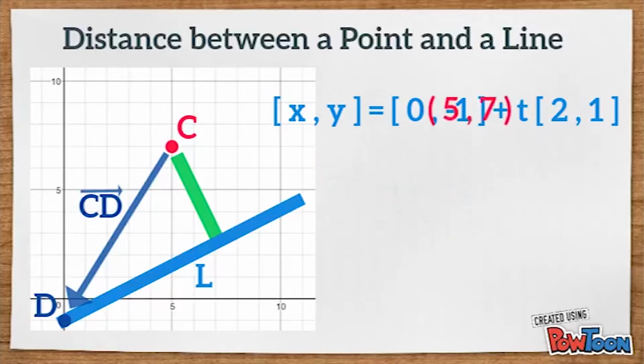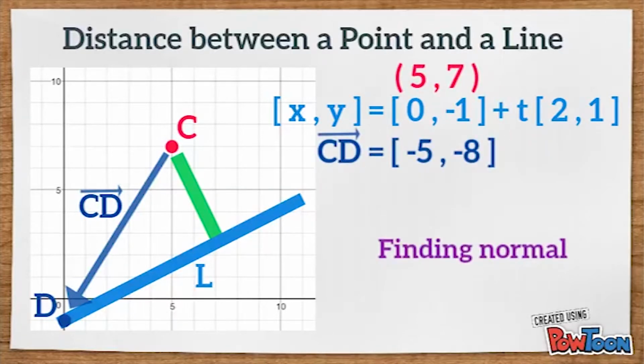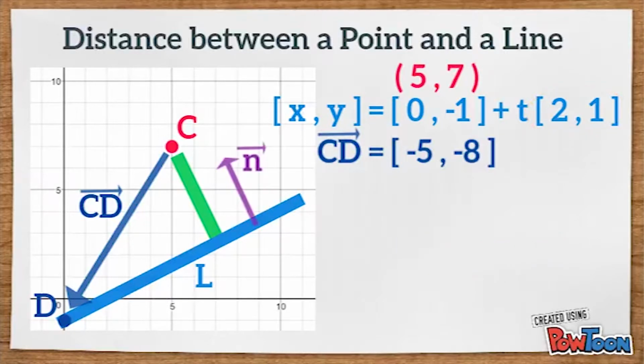Next, we will need to find a normal to the line. This can be done using the line's direction vector. A vector normal to the line will also be normal to the line's direction vector. As such, we have to find a vector whose angle is exactly 90 degrees to the direction vector. From the given vector equation, we know that the direction vector is (2, 1).